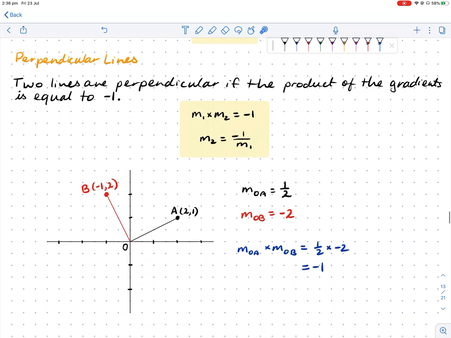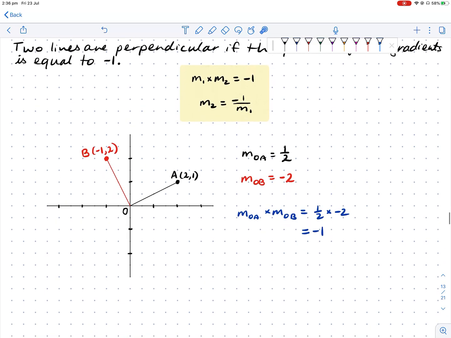When we're looking at perpendicular lines, two lines are perpendicular if the product of the gradients is equal to -1. What that means is if I multiply together m1 and m2, the answer is going to be -1. Another way we could write this is by taking the m1 and dividing it across, and I can write the equation as m2 equals -1 over m1. So that's the relationship between those two gradients.